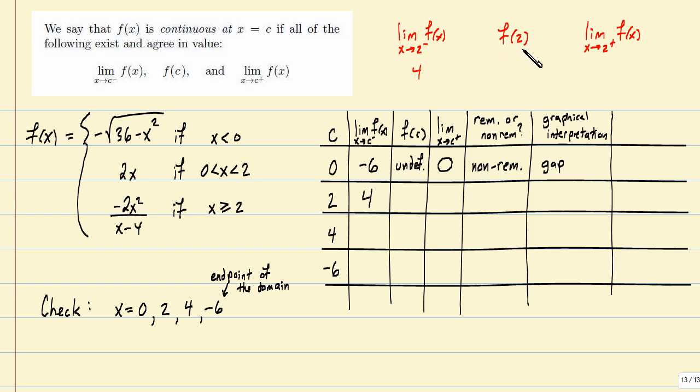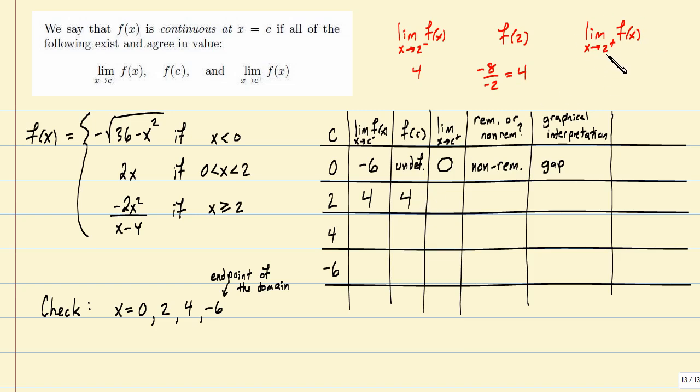For f of 2, I need to again come down here and ask myself the question, which piece applies to x equals 2? Well, there's the one with the equals. So I guess we need to plug in 2 here. So that would be -8 on top over -2, which looks like it's going to be 4. So let's write that here in our table.